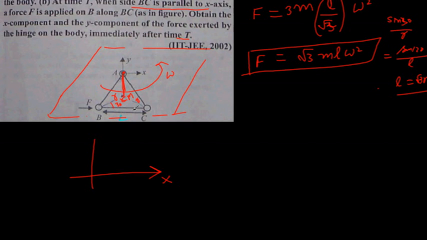We need to find out just immediately after time t, the total x component and y component of force, right? At t equal to t, when this is in horizontal position, a force F is applied. But at that moment only; once time is greater than t, this force will be removed. Now at this moment, what would be the component of total force in the x direction? First we will see the x direction.